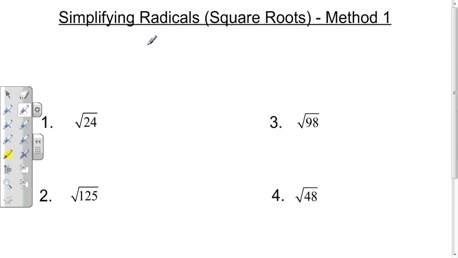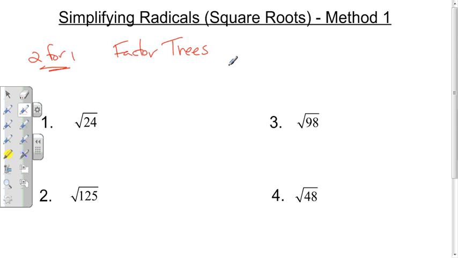Okay, we're going to talk about simplifying radicals, specifically square roots. There are radicals other than square roots, but this video just focuses on working with square roots. I'm going to show you two methods. The first method is sometimes called the 2-for-1 method. It's also sort of known as the factor trees method, because you'll make a factor tree.